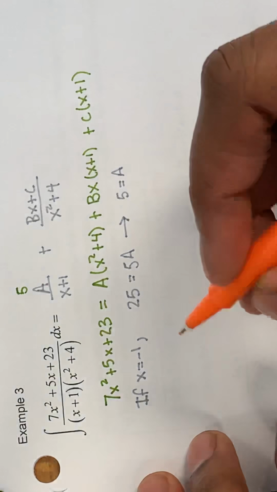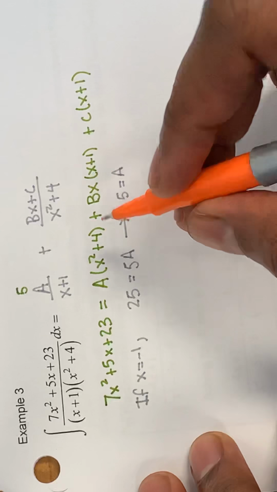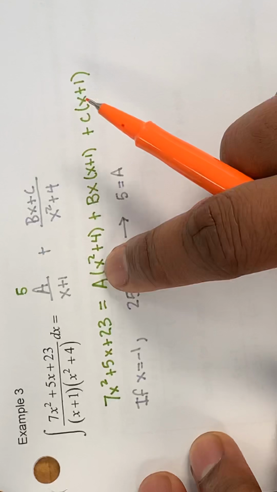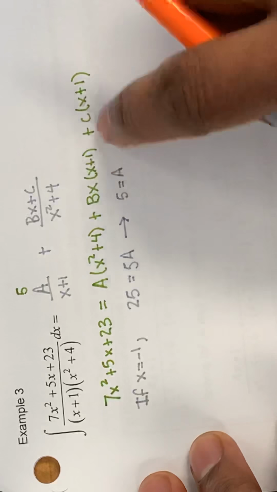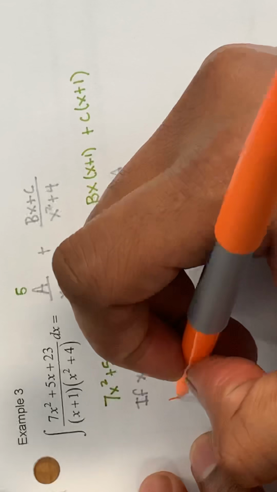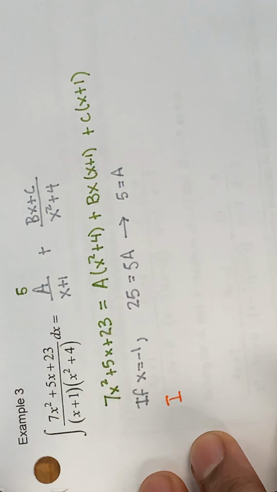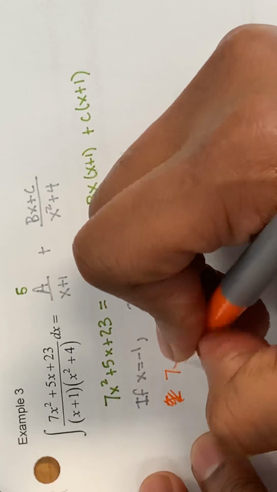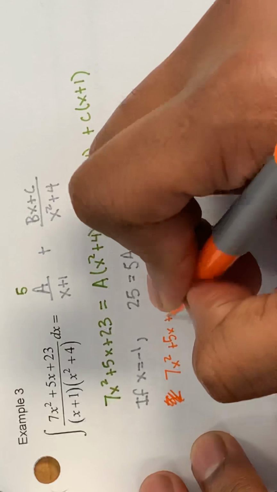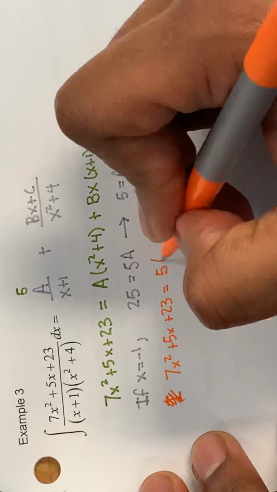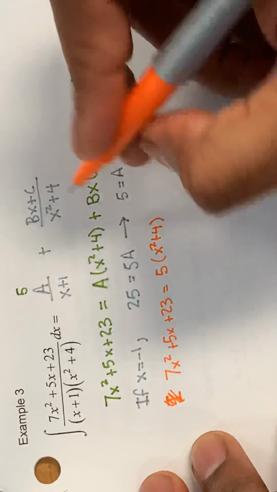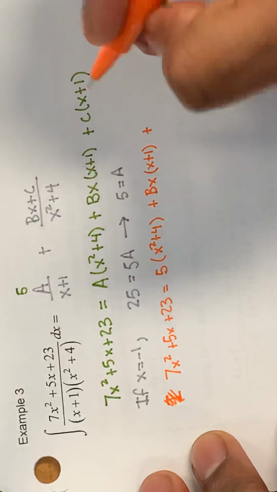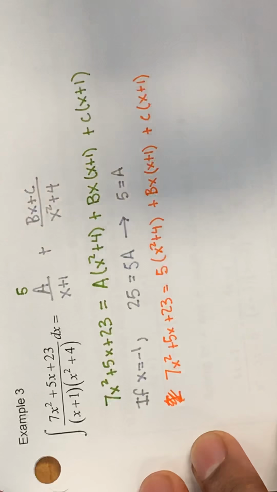And so then we can also say, well, what happens if we use x equals 0, it cancels out the b term and leaves us with c and a. If we've already used -1, that got rid of the b and the c. Actually, you know what? Let's go and substitute in the fact that a is 5. So we get 7x squared plus 5x plus 23 equals 5 times x squared plus 4 plus bx times x plus 1 plus c times x plus 1.